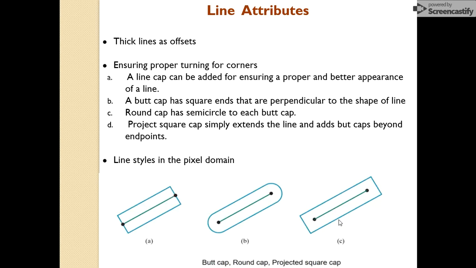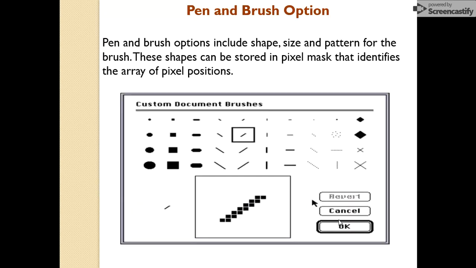The first one is a butt cap, where the line segment length is equal to that of a box. A round cap is rounding off and extending a little bit more than the line segment length. And the projecting square cap is really extended, just like a box which encapsulates the line segment. Coming to the next topic, pen and brush options.